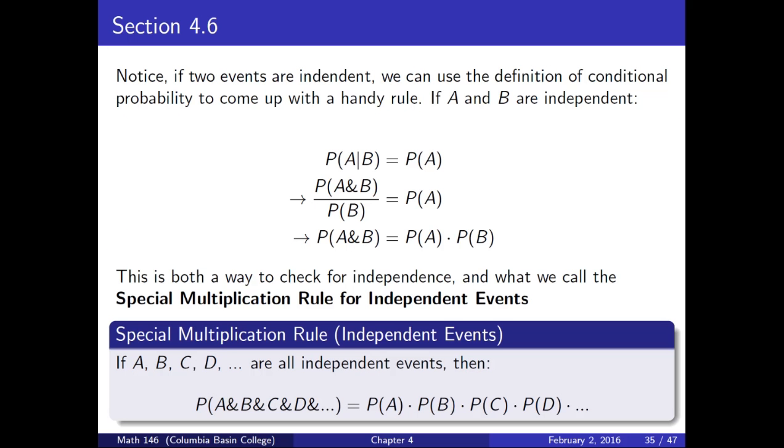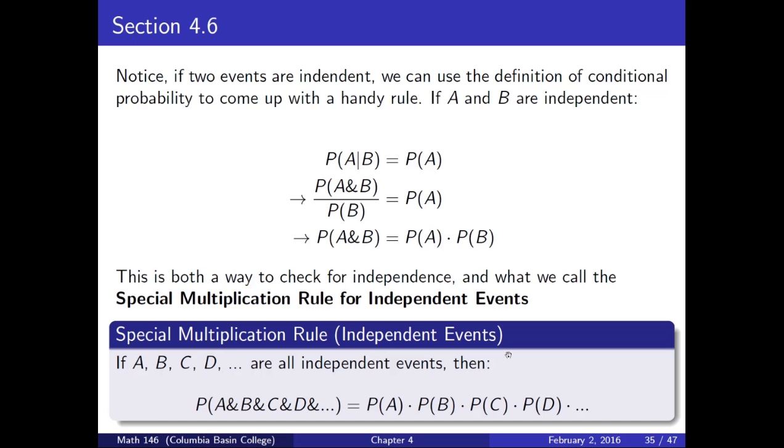Now, notice, if two events are independent, then that means the probability of A given B equals the probability of A. Well, if we take the formula for calculating the probability of A given B, which is the probability of A and B over the probability of B, and we multiply the probability of B over to the other side, what we can actually get is a special multiplication rule for independent events.